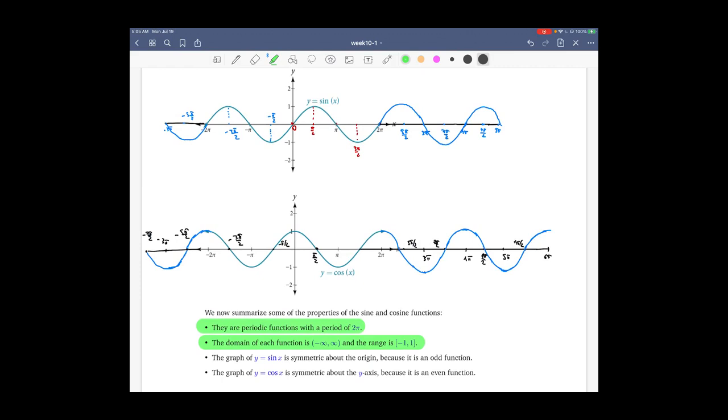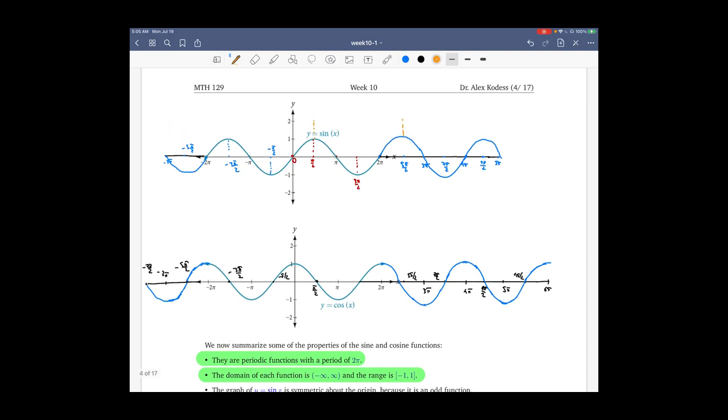Just one important comment here. Do not think that period is the distance between two consecutive zeros. It's a common mistake. Period is the distance between two consecutive peaks or down peaks. This here is the distance of 2 pi. Or this here is a distance of 2 pi. The distance between two consecutive roots or two consecutive zeros is always pi, half the period.